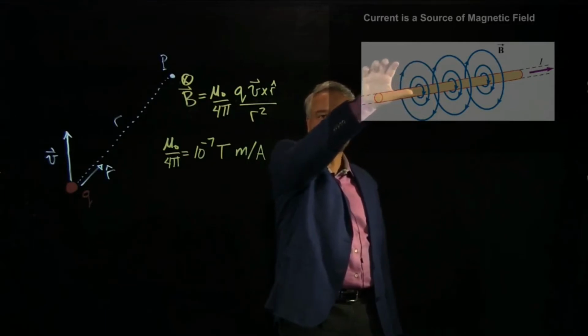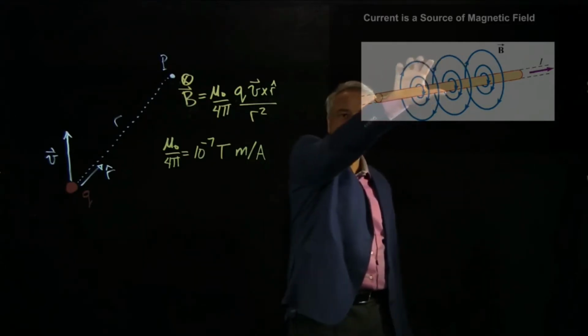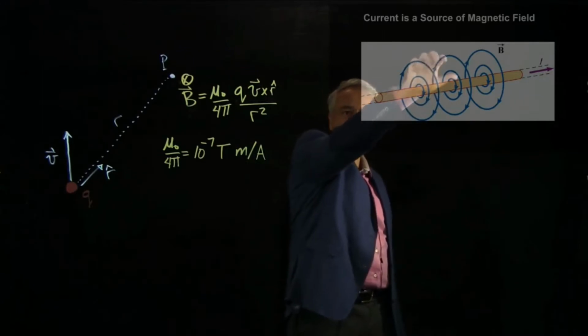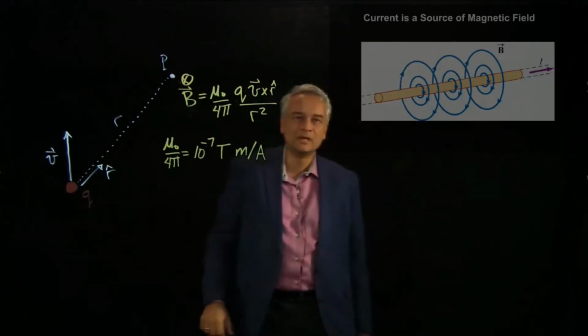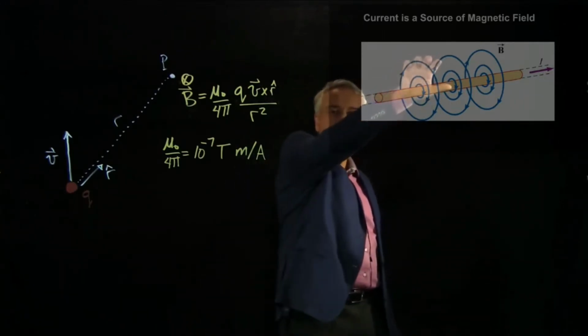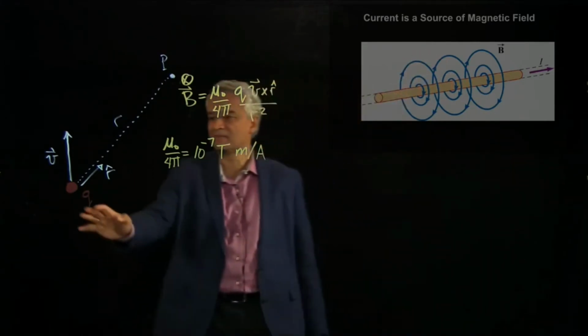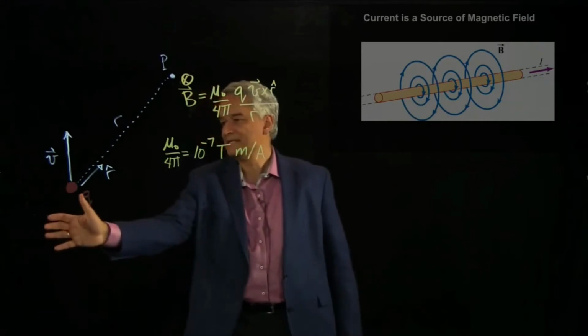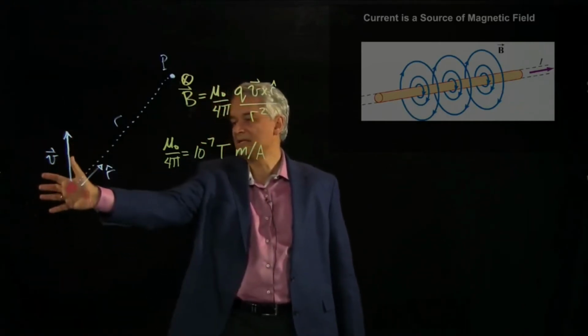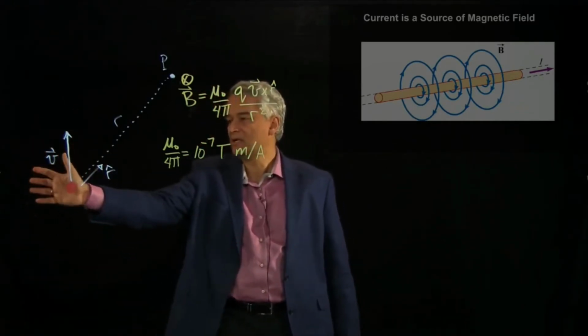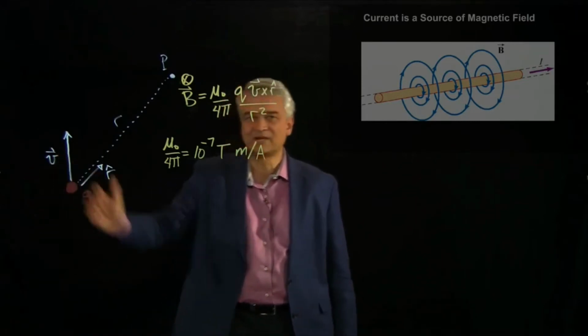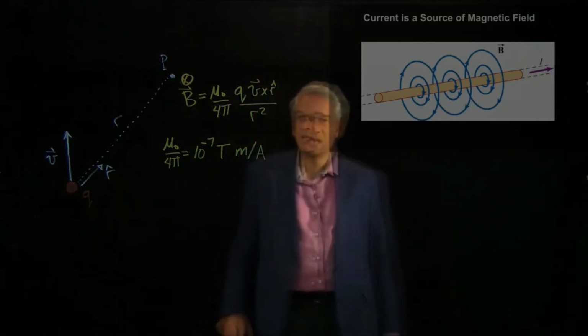If I take the thumb of my right hand and send it down the direction of the current, the direction of the magnetic field is the direction in which my fingers curl. So the magnetic field curls around the wire like this. That is inherited from the force law over here, where if I had taken my thumb along the direction of the velocity, the direction of the magnetic field curls around that velocity vector as we discussed last time.